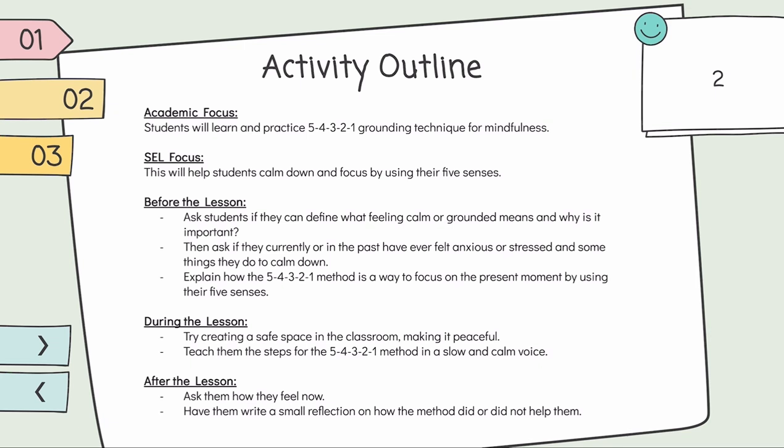And during the lesson, it's recommended for teachers to also create a safe space in the classroom, making it aesthetic and peaceful and just not something that's chaotic. And also making sure that you teach them the 5, 4, 3, 2, 1 method in a slow and calm voice so they can understand it more. And after the lesson, it's recommended that the teachers ask how the students feel afterwards, and perhaps they can even do a small reflection summary and write it down on a piece of paper saying if the method did help them or if it did not help them and why not.